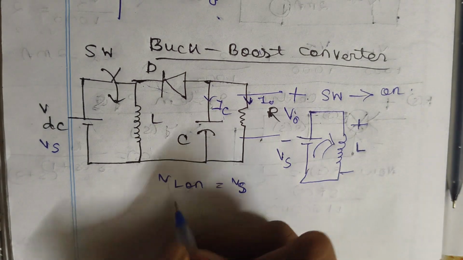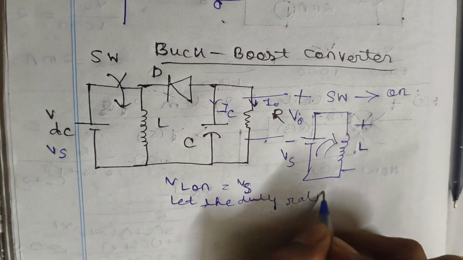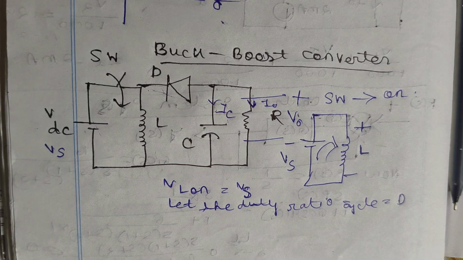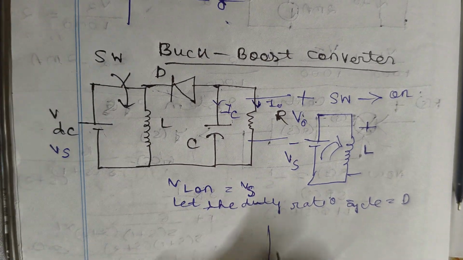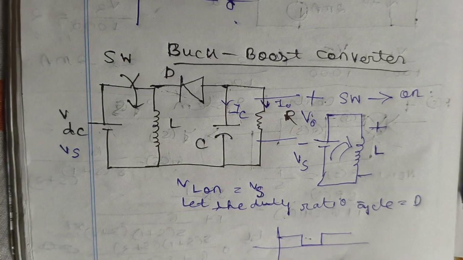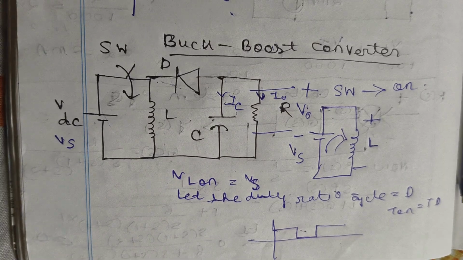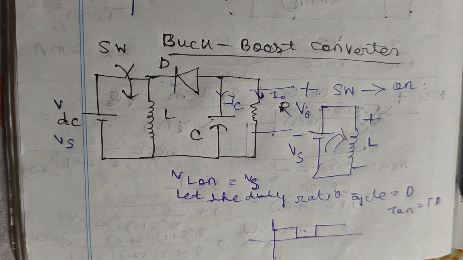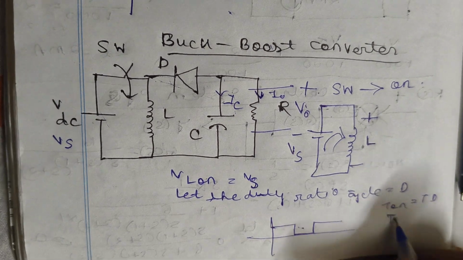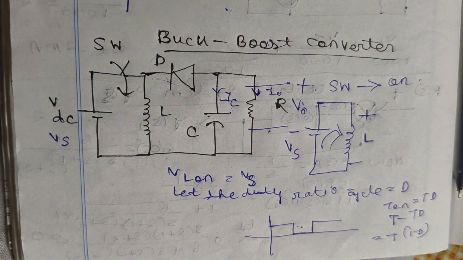Now let the duty ratio or duty cycle be D. If the duty cycle is D, then the switch is on like this and off like this. So T on is equal to T into D, or DT. T is the total time period and the duty cycle is T on divided by T, that means the ratio of the on time period to the total time period. The off time period will be the total time T minus the on time TD, so taking T common, T into (1 minus D). I hope this makes sense.